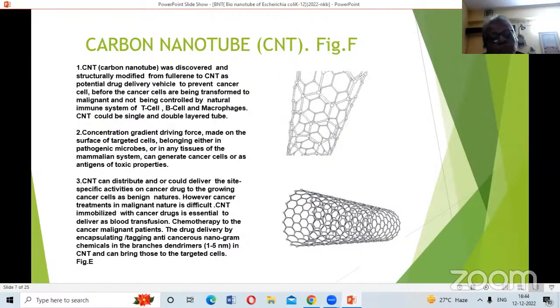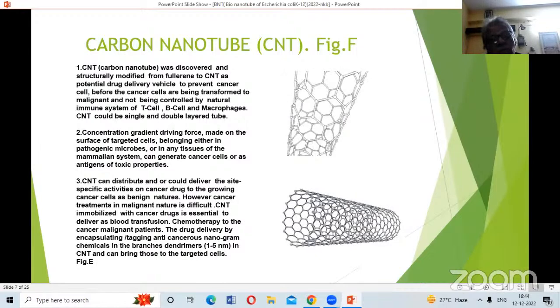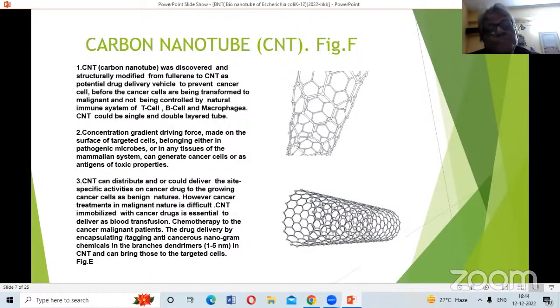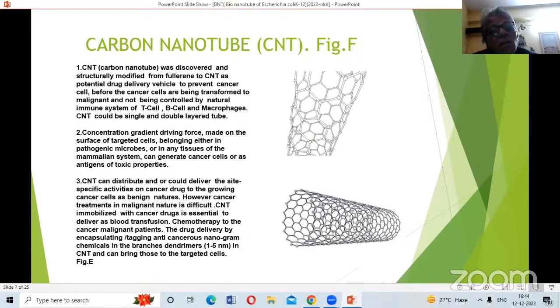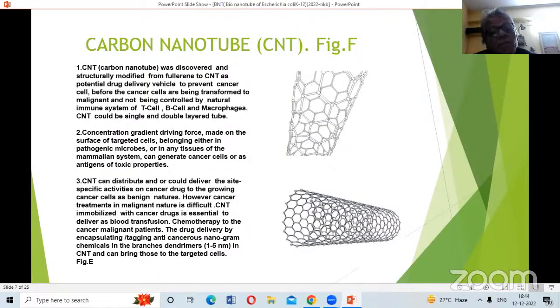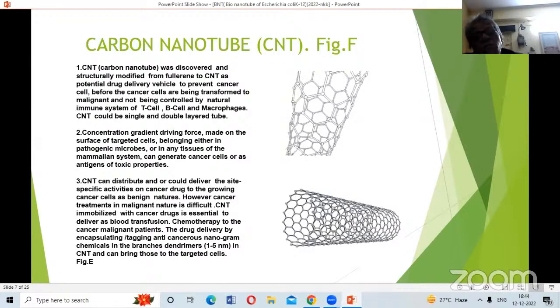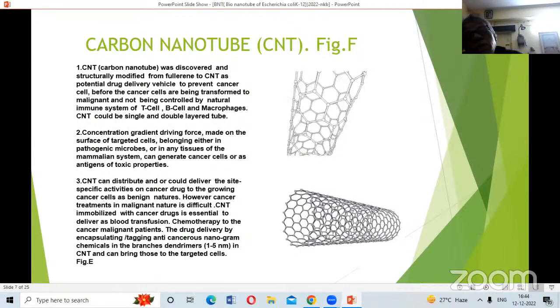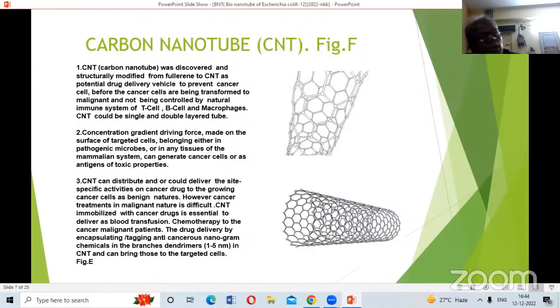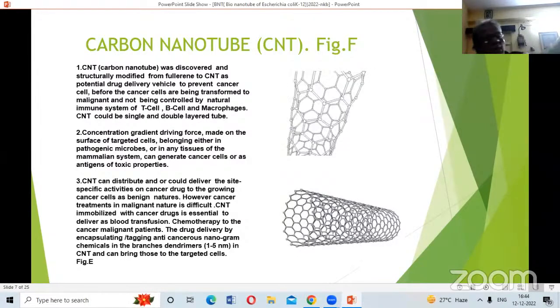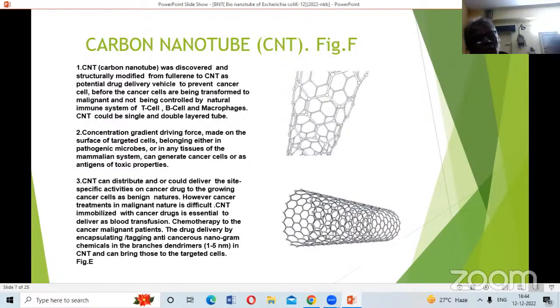And BNT will be coming. Why was it more important than the CNT? Because of its double nature. It can develop the immune system, as well as it can deliver the drug to the specific cancer tumor. Why?